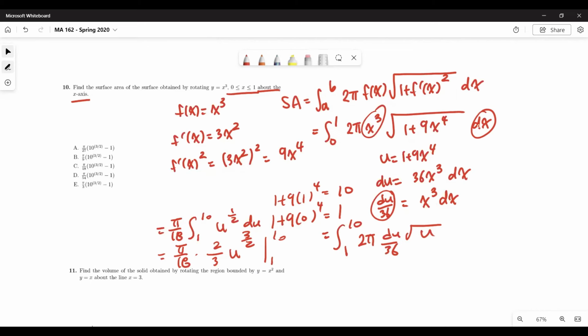I will just rewrite here. So pi over 18, 2 over 3, 10 to the 3 halves, minus 2 over 3. There we go. We can take out 2 over 3 actually, and this will just become pi over 27, 10 to the 3 halves, and then minus 1. So the correct answer for this question is A.